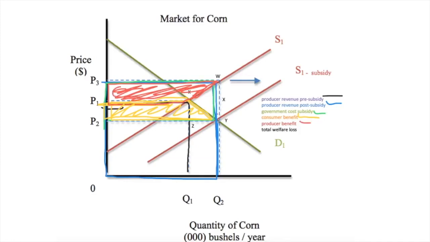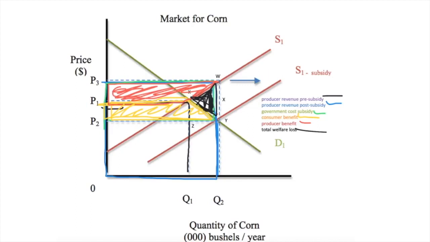And then what about the welfare loss? Well, welfare loss is a misallocation of resources, right? So we started off here at P1, and then the government got involved, and all of a sudden there were some producers of corn who should not have been producing corn who got into the marketplace. And as a result, this triangle, which is X, W, Y, this triangle right there, and I will fill it in with black, this triangle right here is, boom, the total welfare loss as a result of the subsidy.